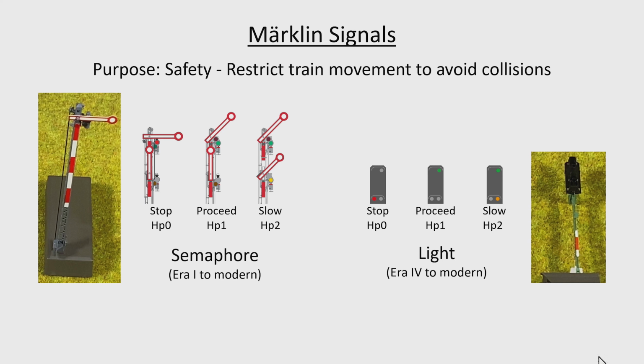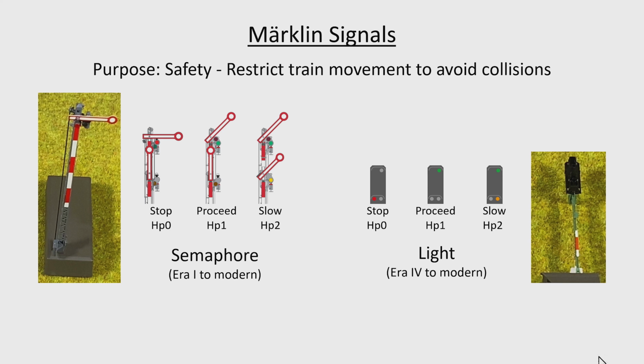In this episode, I'm going to give an overview of the signals available from Märklin. Before I start, let's remind ourselves what the purpose of a signal actually is. The purpose of the signal is to provide safety and restrict the train movement so we avoid collisions. As an example, we don't want a train to move into the platform unless that platform is actually free and there's no other train there.